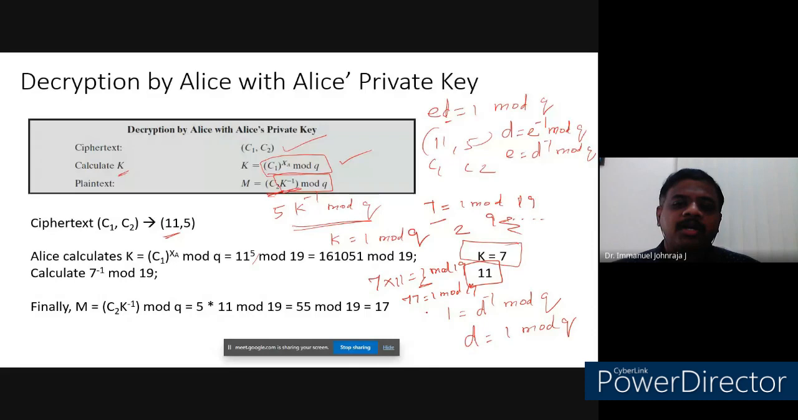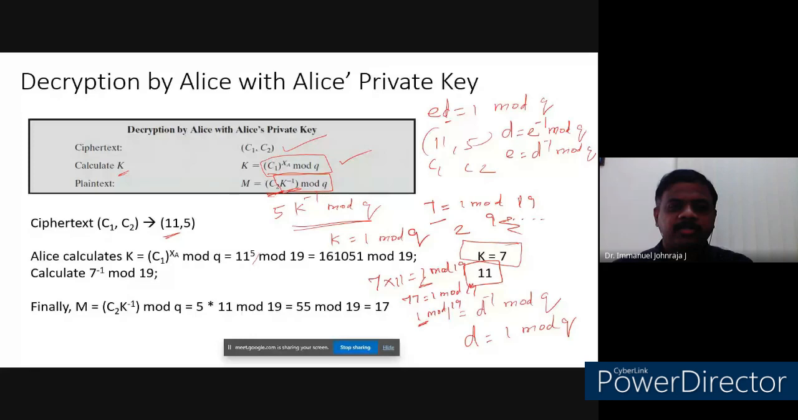77 mod 19: 19 plus 19 is 38, 38 plus 38 is 76. So you will have 1 mod 19. If you take 77 mod 19, you will have the value as 1. So this is called the multiplication. This is the only place you may try, but we have experience of working with our RSA algorithm, so this should not be a difficult step for you. All right, this is how we calculate this one.